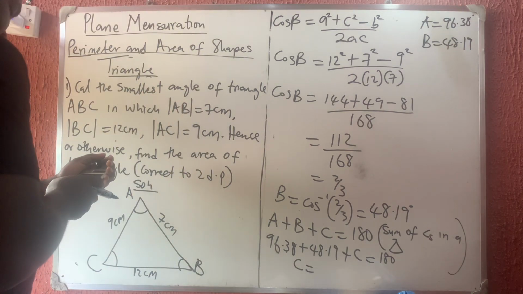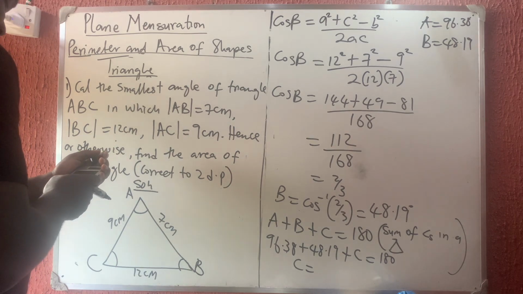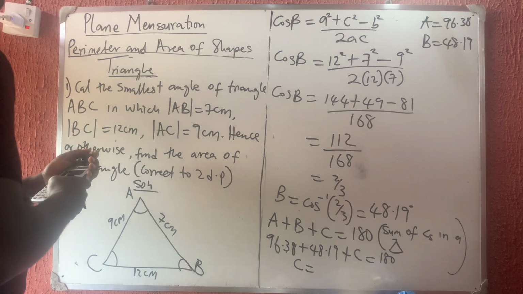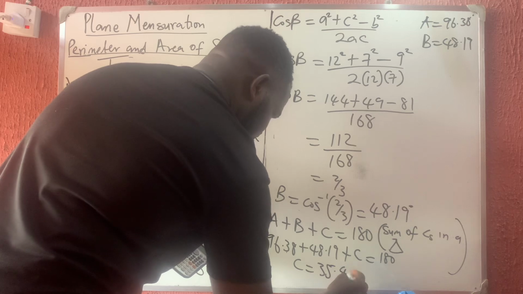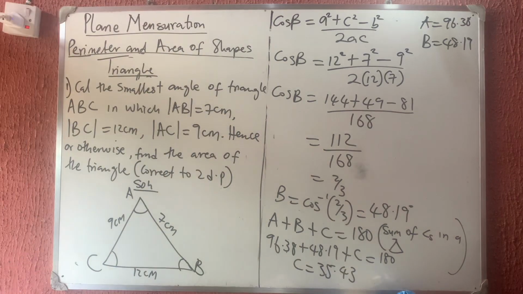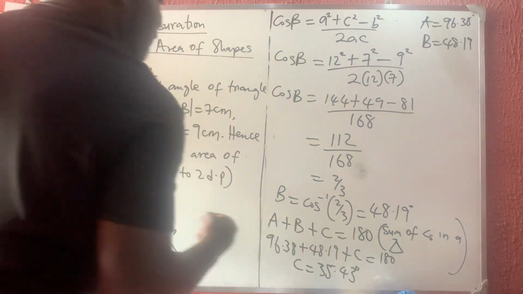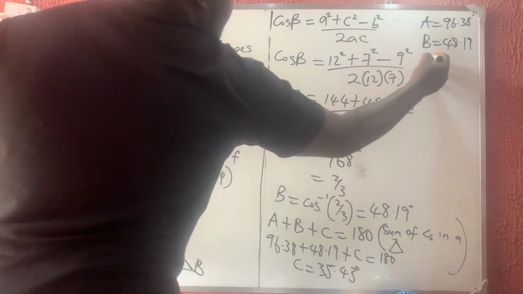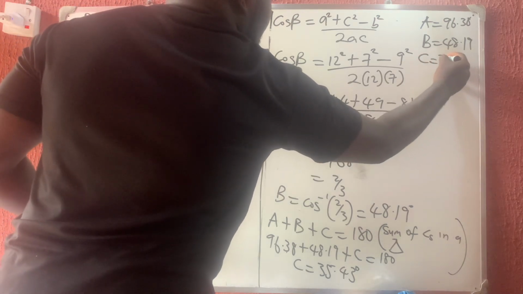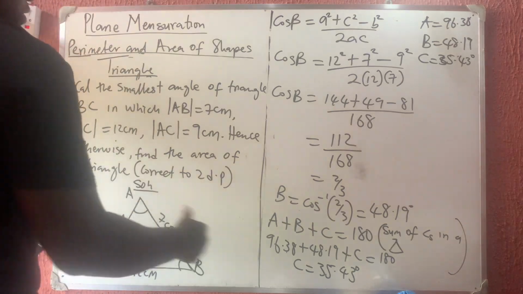180 minus 48.19 minus 96.38. So I'm having 35.43. Okay, so you see, the smallest angle is angle C, which is 35.43. That is the smallest angle. So we have gotten our C to be 35.43 degrees. Okay, that's the smallest angle.